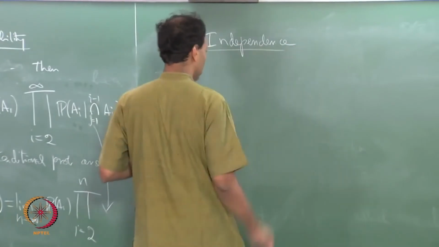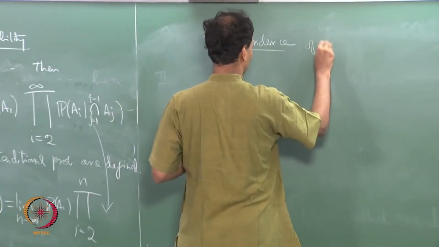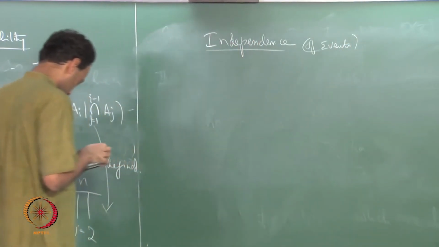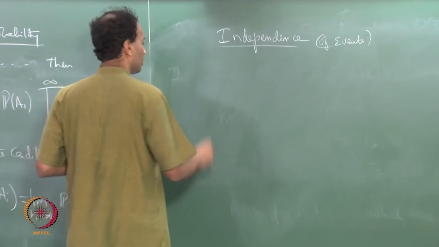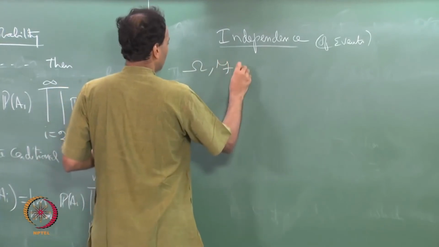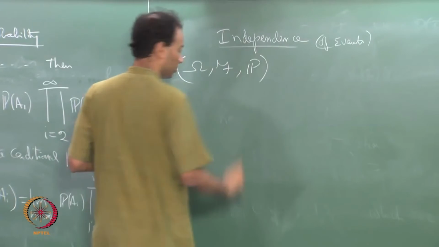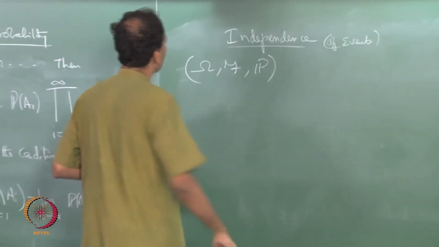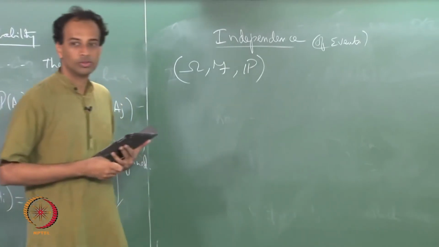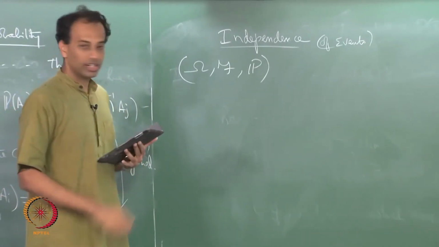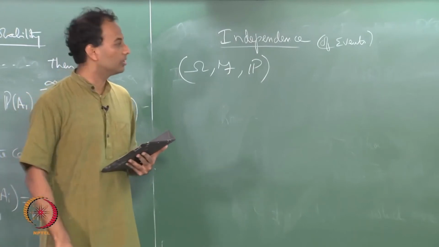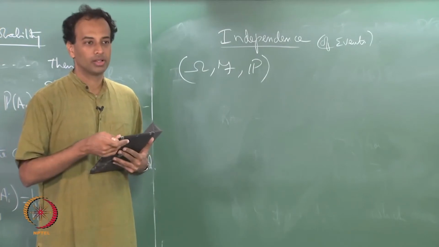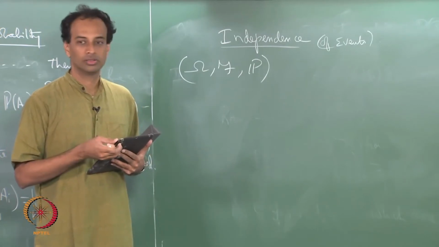So, talking about independence of events. Okay. So, as usual, you are given a probability space. Okay. So, this independence of events is defined as follows. Okay. First, we will define independence of two events, and then we will go on to define independence of an arbitrary collection of events. Okay.